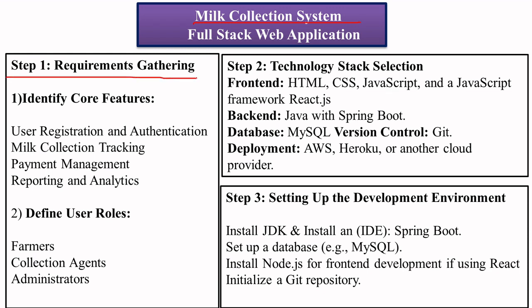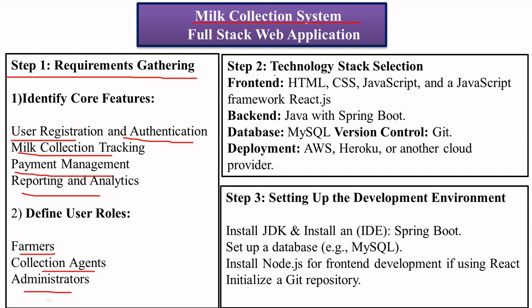The first step is requirement gathering. That means we have to gather information such as user registration, authentication, milk collection, payment management, and report analysis. And we have to define user roles, that means farmers, collection agents, and administrator.